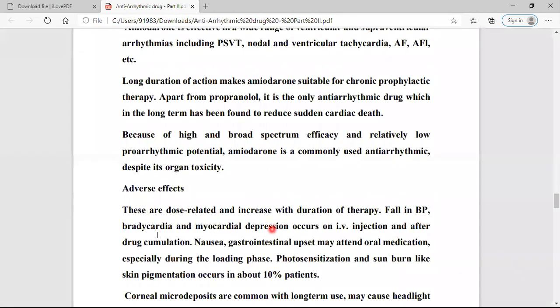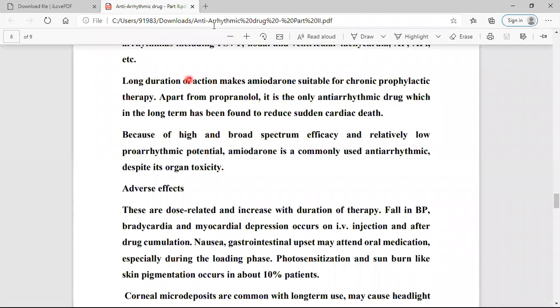Adverse drug effects are dose dependent and increase with the duration of the therapy. Fall in blood pressure, bradycardia, decrease in heart rate, myocardial depression on IV injection, and drug accumulation. Nausea, vomiting, GIT upset may attend the oral medication during the loading dose. Photosensitization means sunburn-like skin pigmentation occurs in about 10% of the patients.